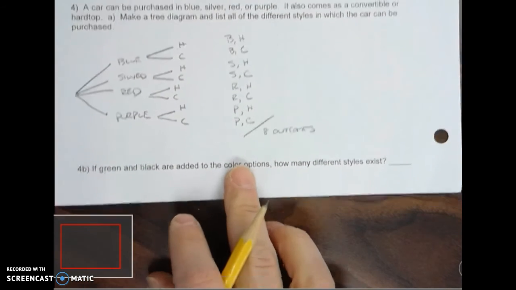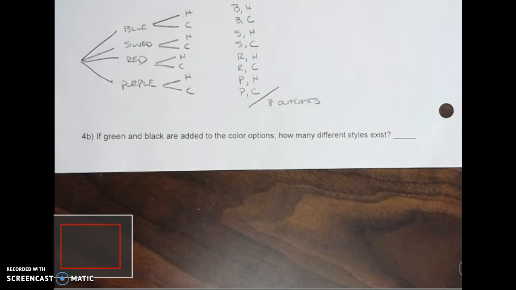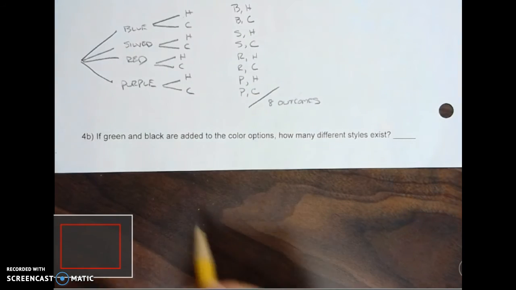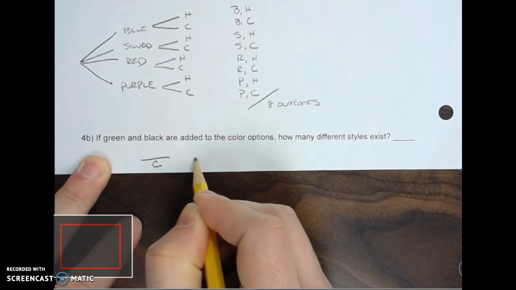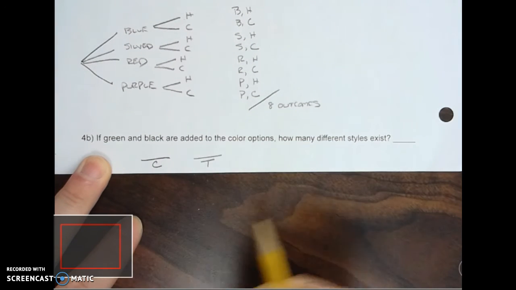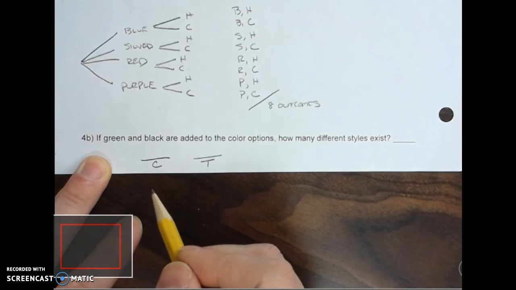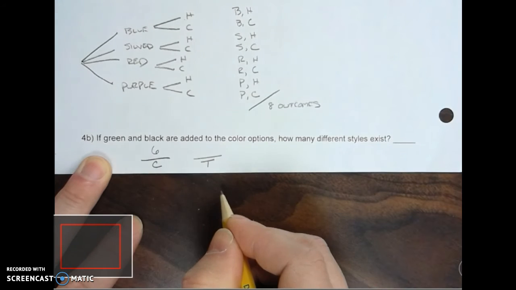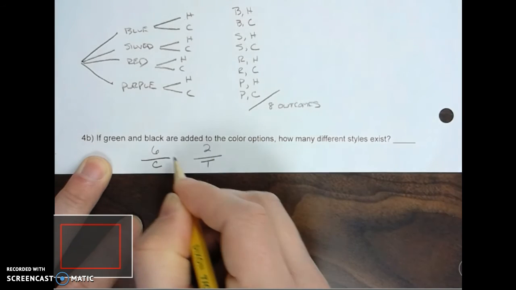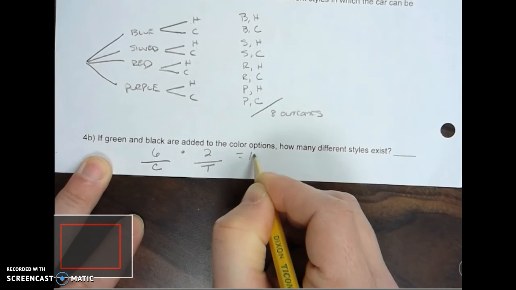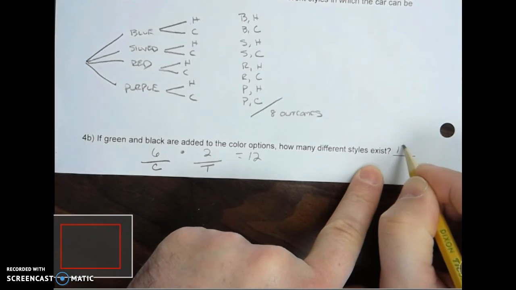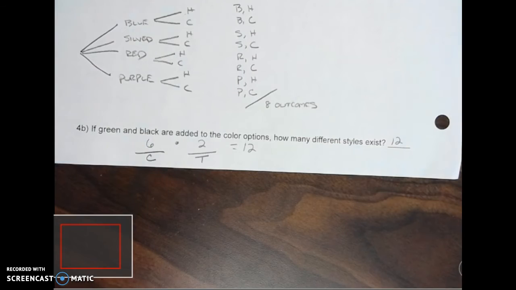Now, part B says if green and black get added as color options, how many different styles exist? Now, I'm not going to make another tree, but I'm simply going to do the counting principle again. I have to choose my color, and then I have to choose what kind of top I want. Well, when I add in green and black to what I had before, now there are 6 different colors. There are still 2 top choices that we can make. I multiply those together, and that's going to give me 12 different styles that exist under these conditions.